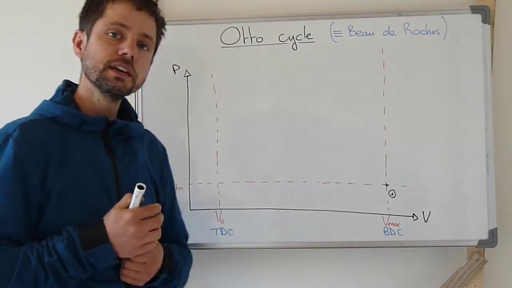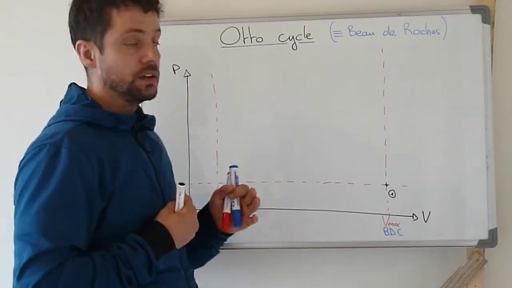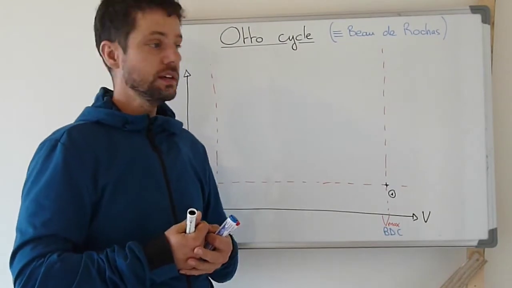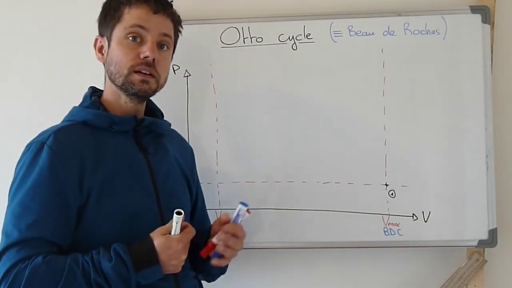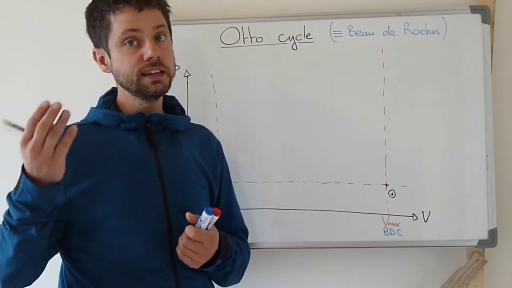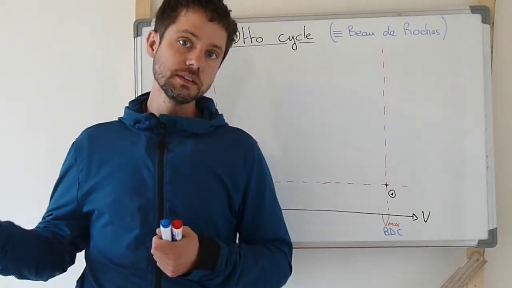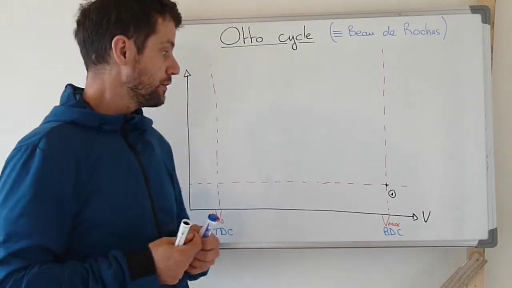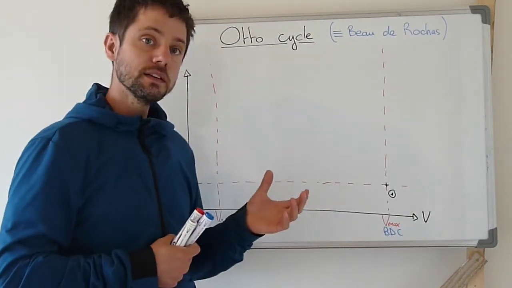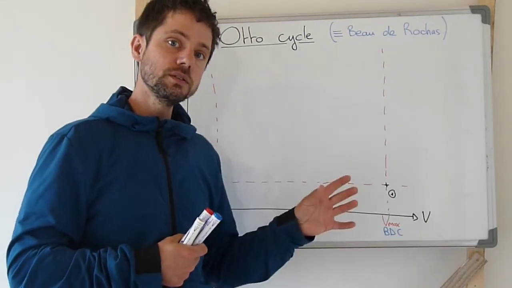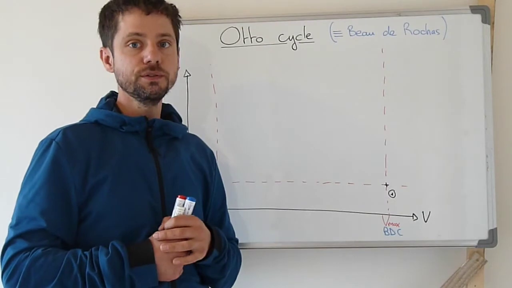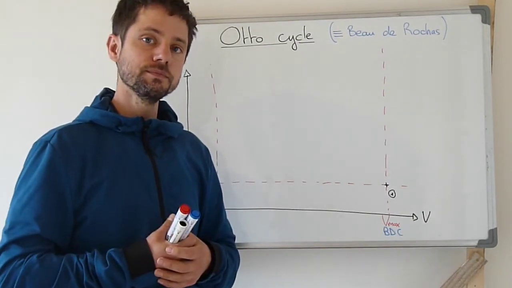For the Otto cycle, the first transformation is the compression stroke. The compression is considered as adiabatic and reversible, and in an ideal gas with constant thermophysical properties. From a thermodynamic point of view, we can write that the product of pressure times the volume at the power gamma, the Laplace coefficient, is equal to a constant.